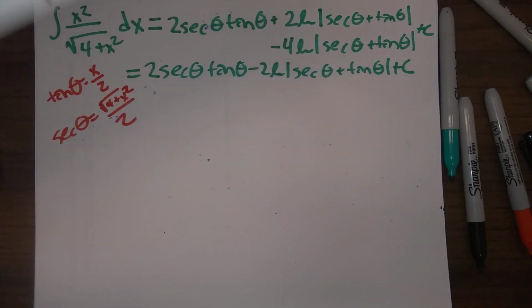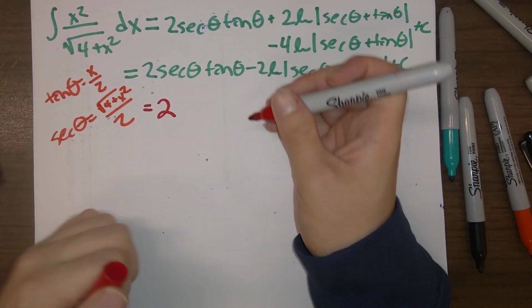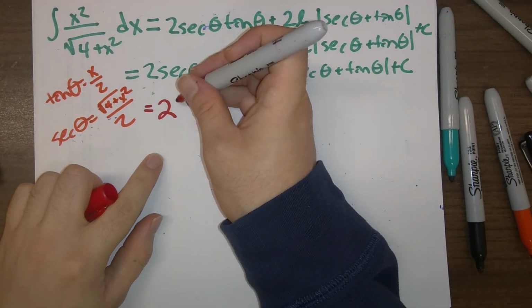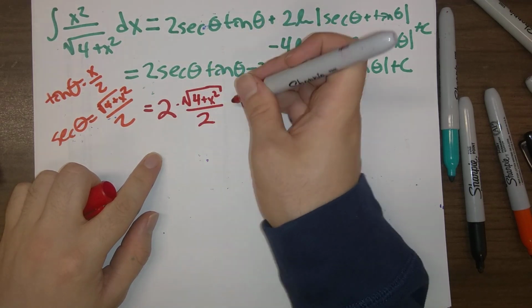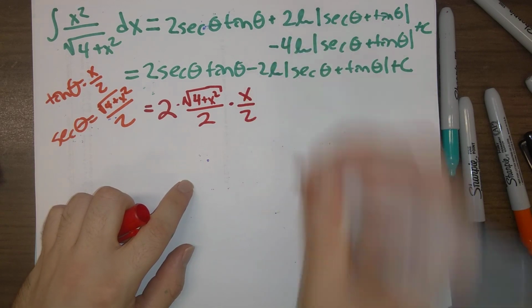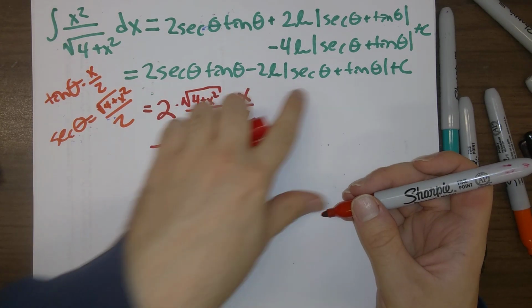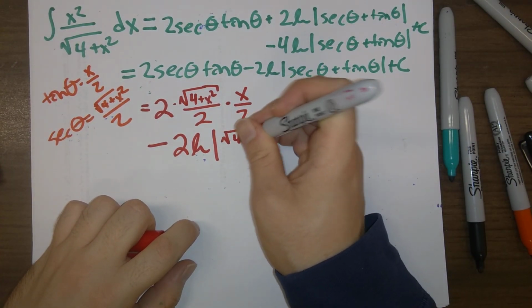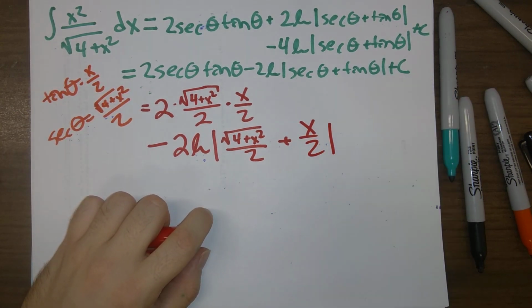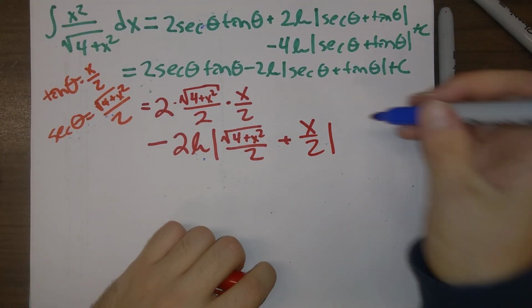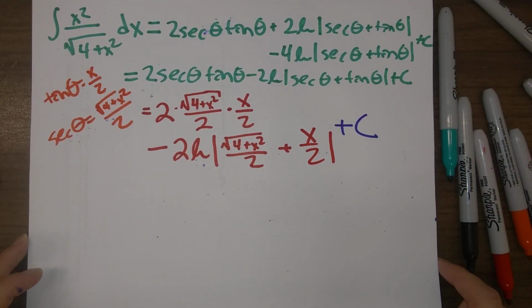So filling in all of the appropriate pieces of information gives us 2 times secant theta, square root of 4 plus x squared divided by 2, times tangent theta, x divided by 2, minus 2 ln absolute value of secant theta, square root of 4 plus x squared divided by 2, plus tangent theta, x divided by 2, and then plus c. Okay, so there's some simplification we can certainly do here.